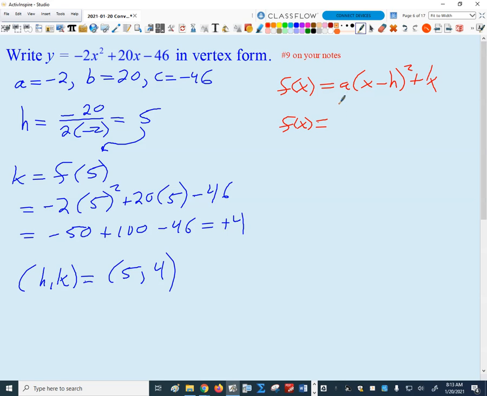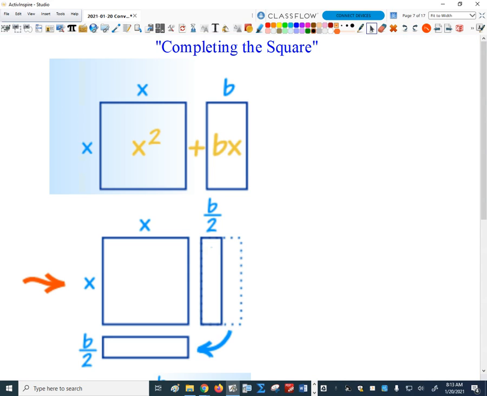So when we plug these values in, we get -2 times the quantity x minus 5 squared plus 4. Okay? All right, well, we can also do this by taking advantage of this process of completing the square.